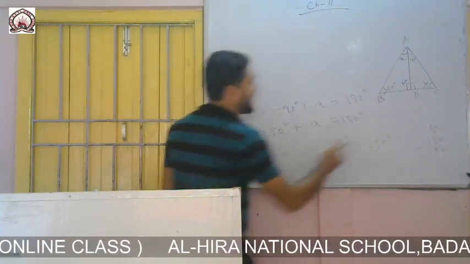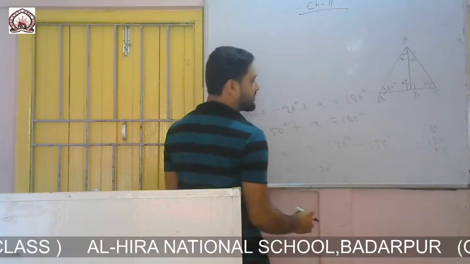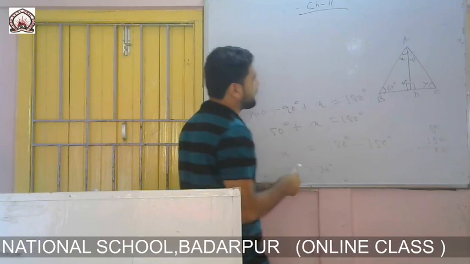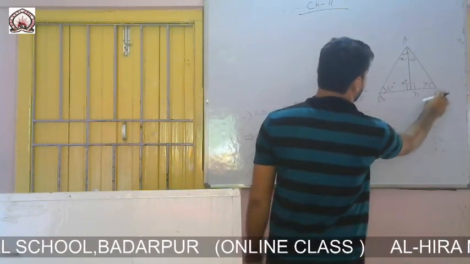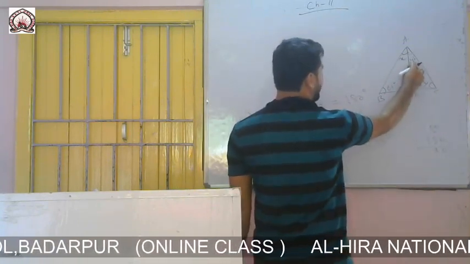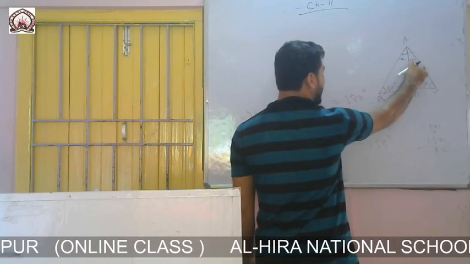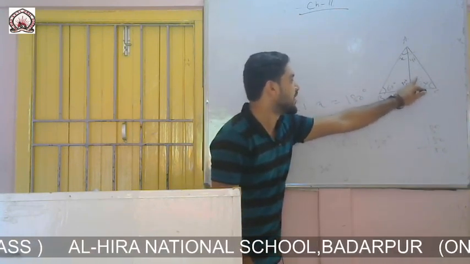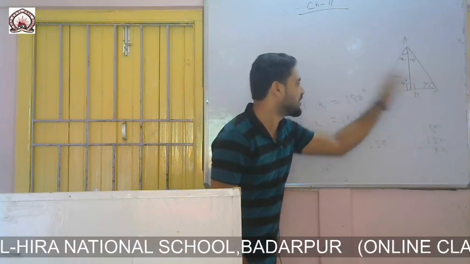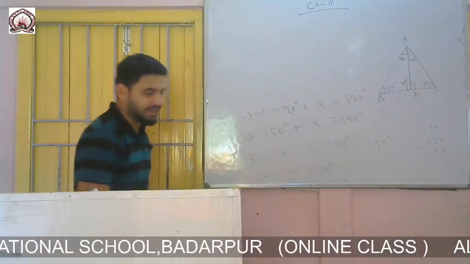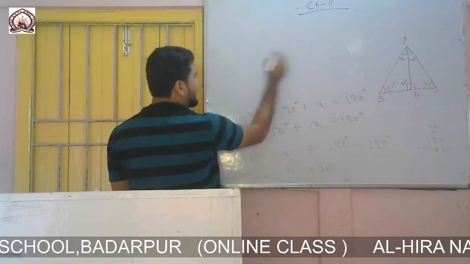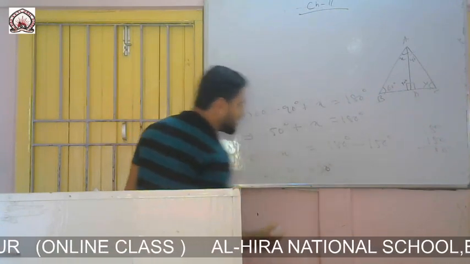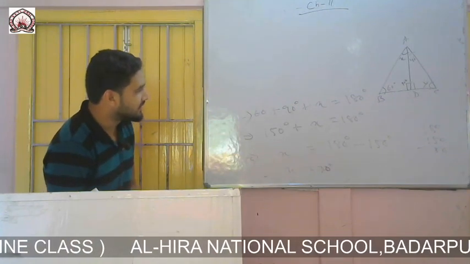Y is also very easy to find, because you see the measure of this angle we know is 40 degree, and the measure of this angle is given in the question as 90 degree. From the symbol you can understand it is 90 degrees. So you can find angle Y. Here you write the measure of this angle is 30 degree.